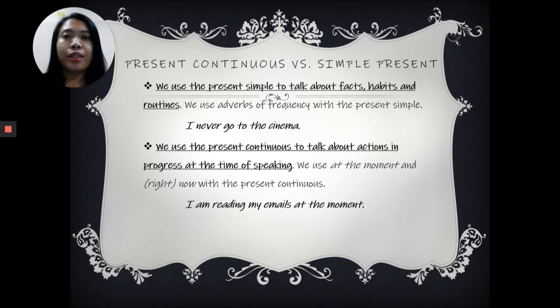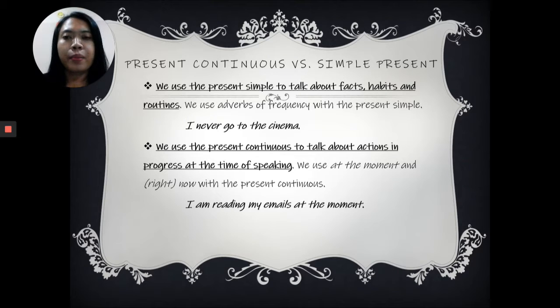As I told you last week, I'm going to tell you the difference between present continuous tense and simple present tense. Look here. We use the present simple or simple present tense to talk about facts, habits, and routines. We use adverbs of frequency with the present simple. Jadi, kita menggunakan present simple atau simple present tense untuk membicarakan mengenai fakta, kebiasaan, maupun kegiatan sehari-hari yang kita lakukan.